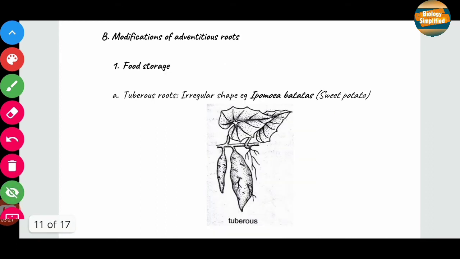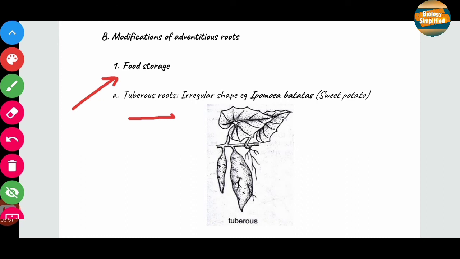Next we'll see the modifications of adventitious roots, the roots which arise from parts other than the radicle. These are basically the fibrous roots. Sometimes they get modified to perform various functions, so we are going to see them. So the adventitious roots which are modified to store food. Firstly, we'll see number one, the tuberous roots.